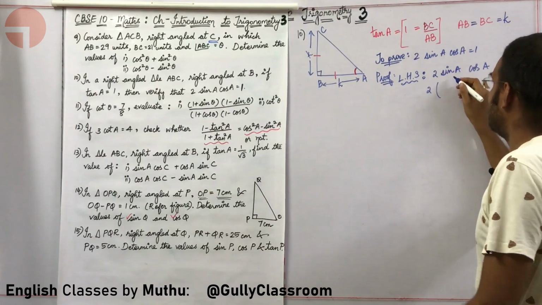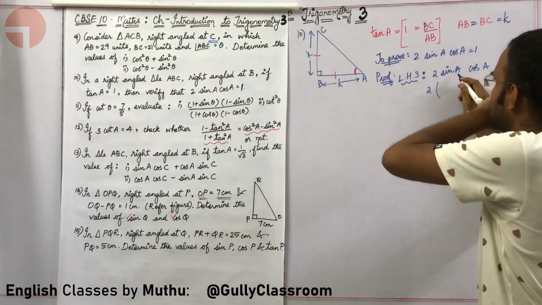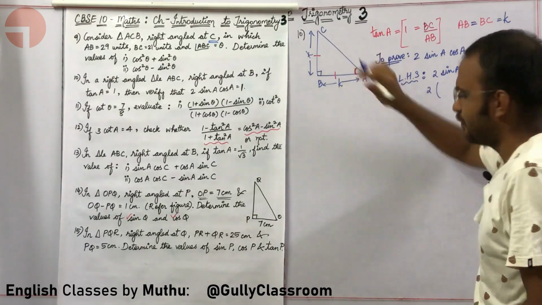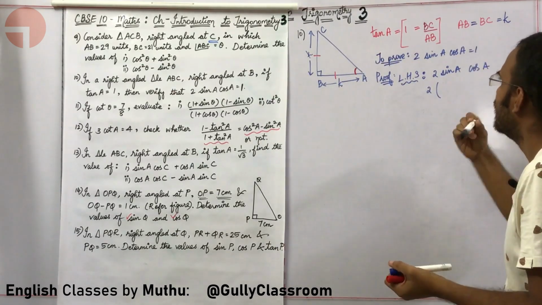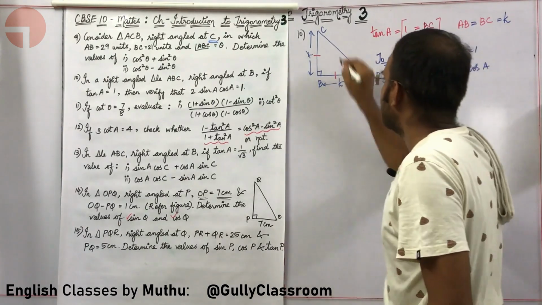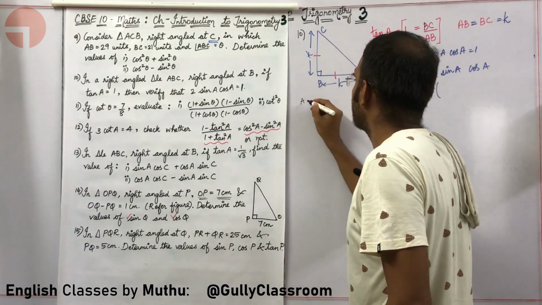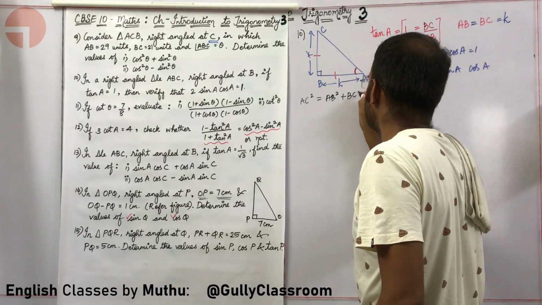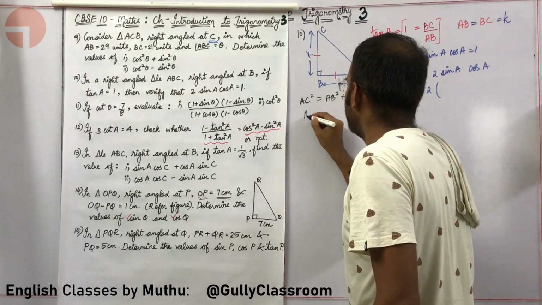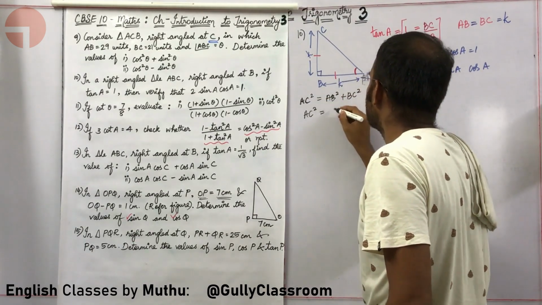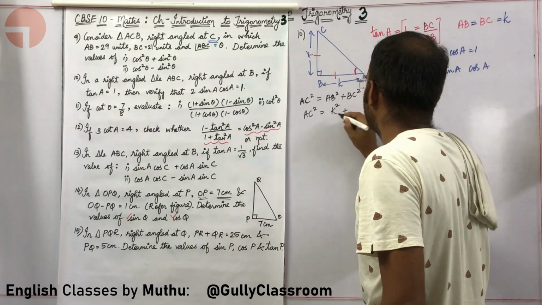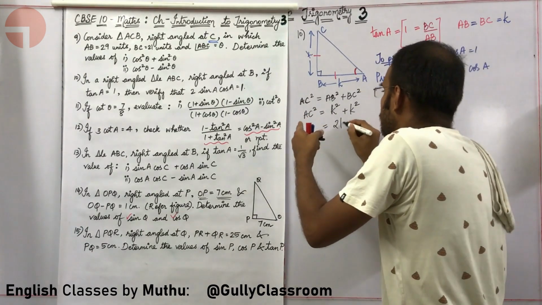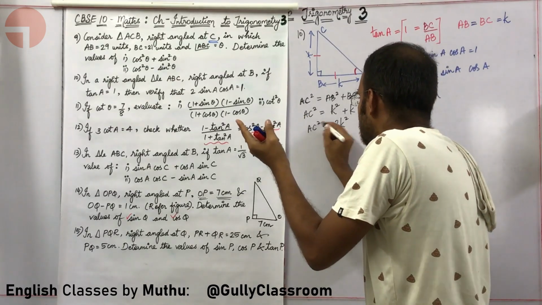So what is sin A? Sin A is nothing but opposite side by hypotenuse, but you have not found the hypotenuse over here, sir. Please find the hypotenuse. In this triangle, what is the hypotenuse? AC square is equal to AB square plus BC square. Now let us find AC square, which is the hypotenuse. AB is k square plus BC is k square. If I add k square and k square, I will get 2k square, which is AC square.